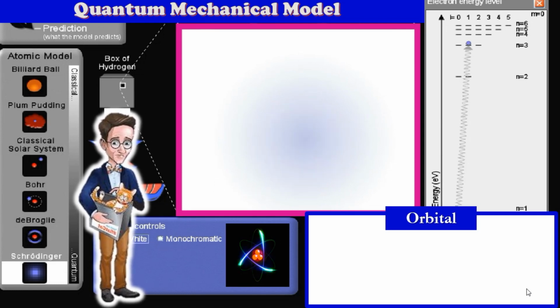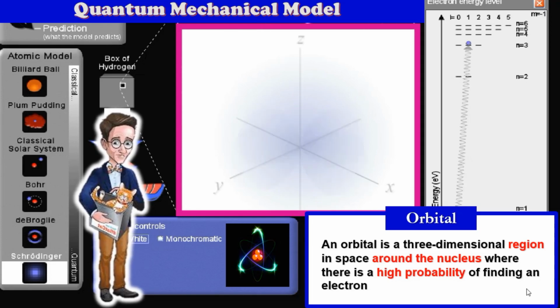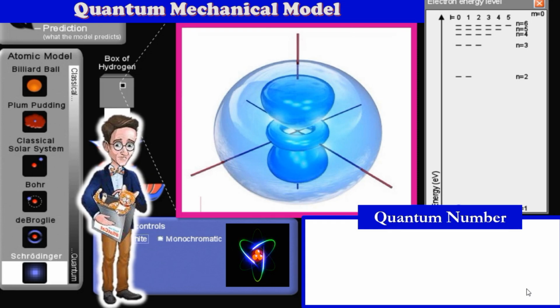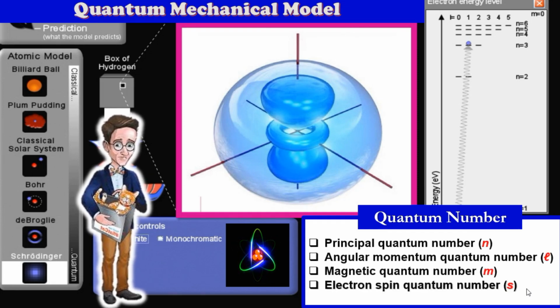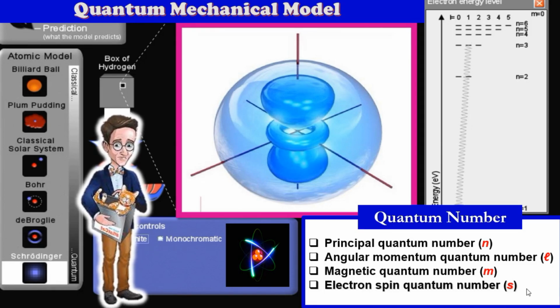An orbital is a region in space around the nucleus where there is a high probability of finding an electron. Each electron in an atom is characterized by 4 quantum numbers: the principal, azimuthal, magnetic, and spin quantum numbers.